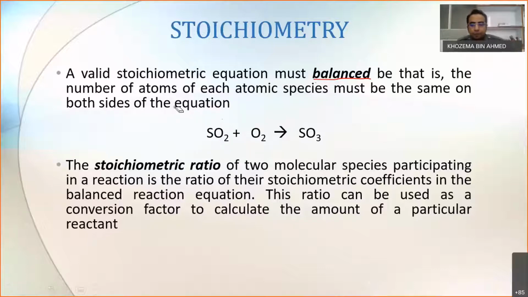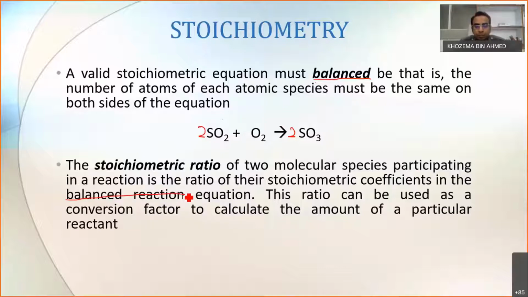So after we have balanced the equation, let me just write the balanced equation here. This is 2 and this is 2. The next important thing we need to know is the stoichiometric ratio. The stoichiometric ratio of two molecular species participating in the reaction is the ratio of the stoichiometric coefficients in the balanced equation. Remember, you must have a balanced reaction equation.